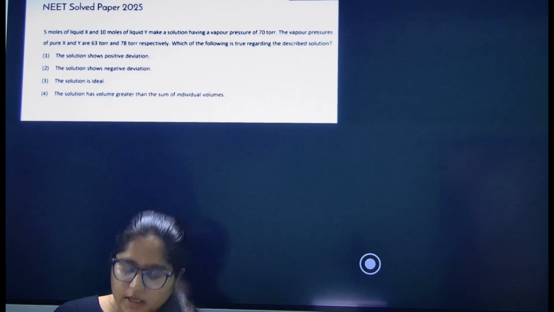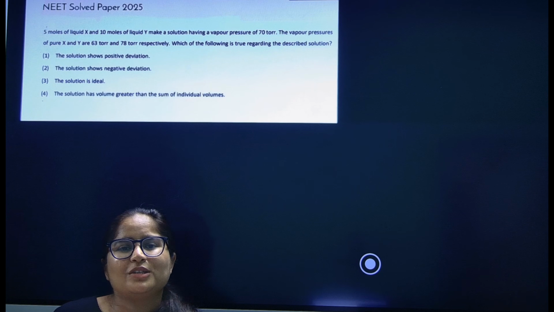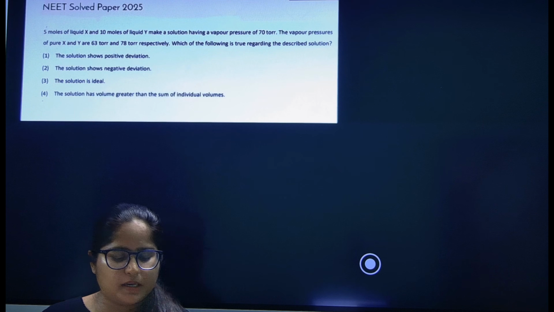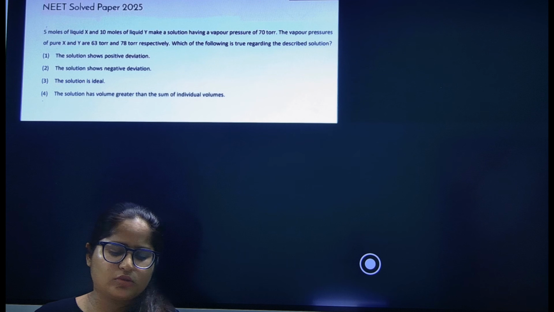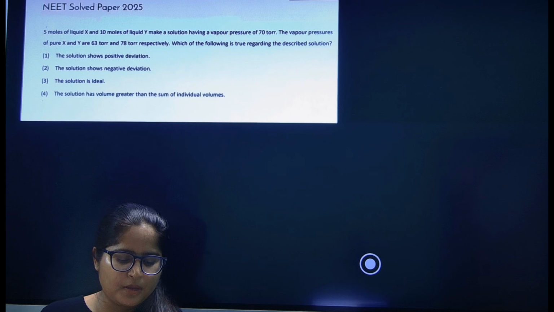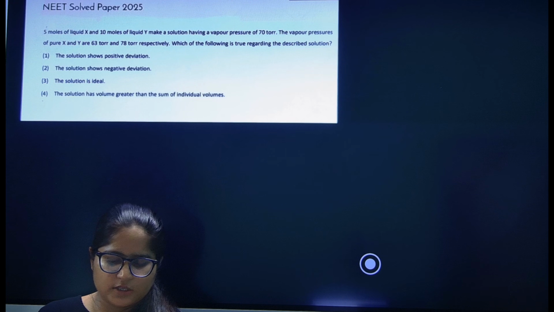Now let us see, so these are all NEET 2025. Can you see? Very simple. NEET questions will be very simple. If you are a little bit conceptually clear, you will be able to solve it very nicely. Okay, now let us see the next question.